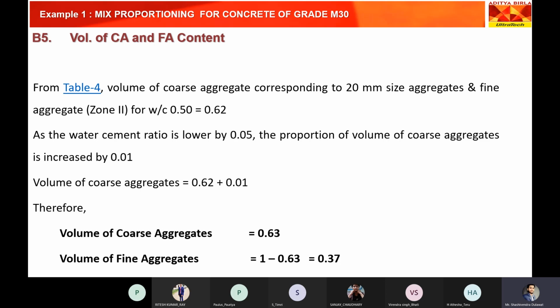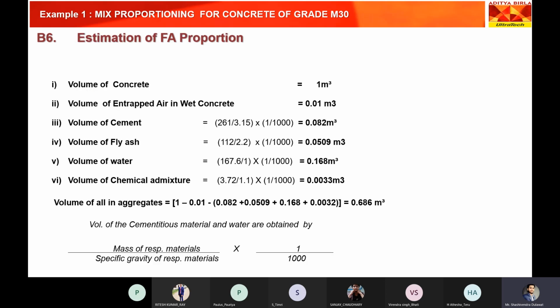Similarly, the estimation of fine aggregate proportions. While we design the grade of concrete, at that time we will take a 1 meter cube volume of concrete. So the volume of entrapped air in the wet concrete is equal to 0.01 meter cube. The volume of cement is 261 divided by 3.15, where 3.15 is the specific gravity of cement, into 1 upon 1000. So the value comes out to 0.082 meter cube.